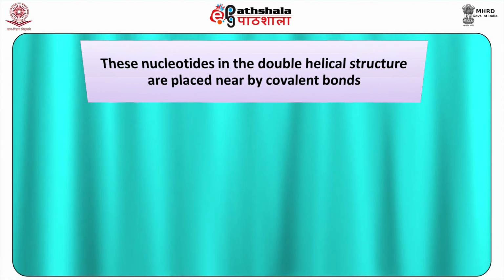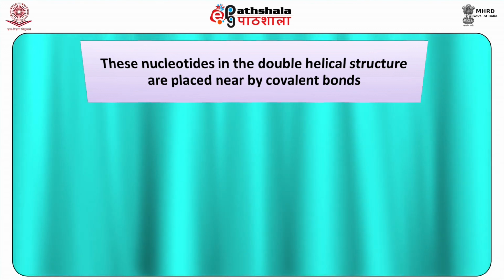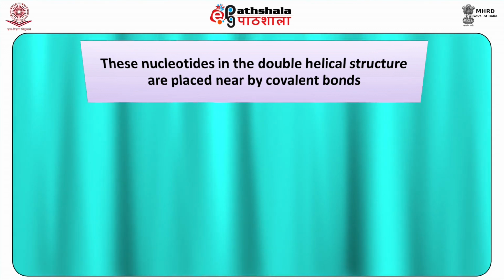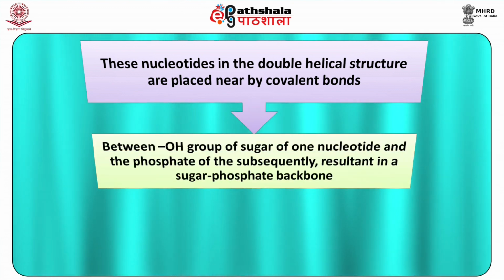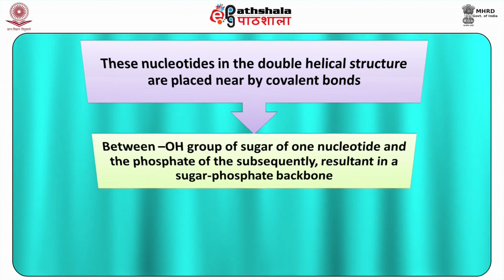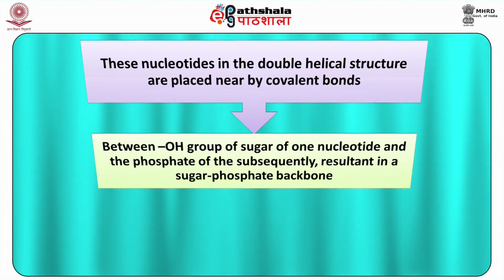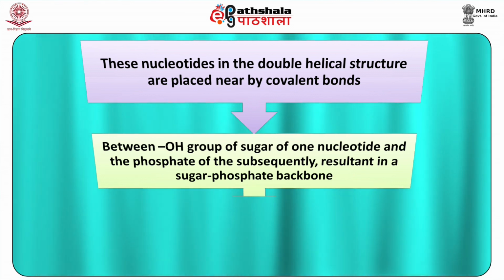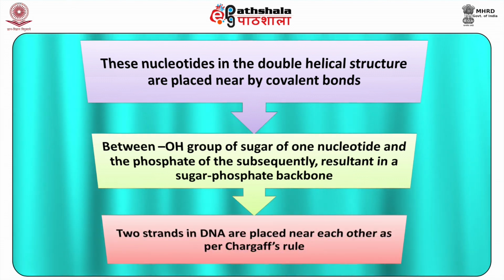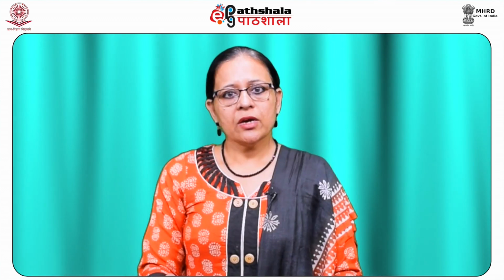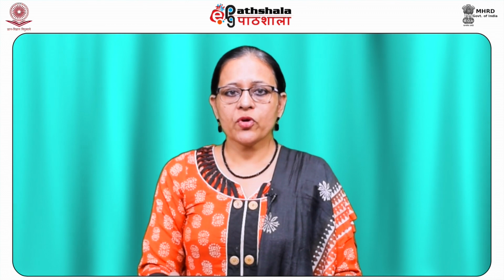These nucleotides in the double helical structure are placed nearby by covalent bonds between the OH group of the sugar of one nucleotide and the phosphate of the other, resulting in a sugar-phosphate backbone. The two strands in DNA are placed near each other as per Chargaff's rule: A always pairs with T and C pairs with G with hydrogen bonds.